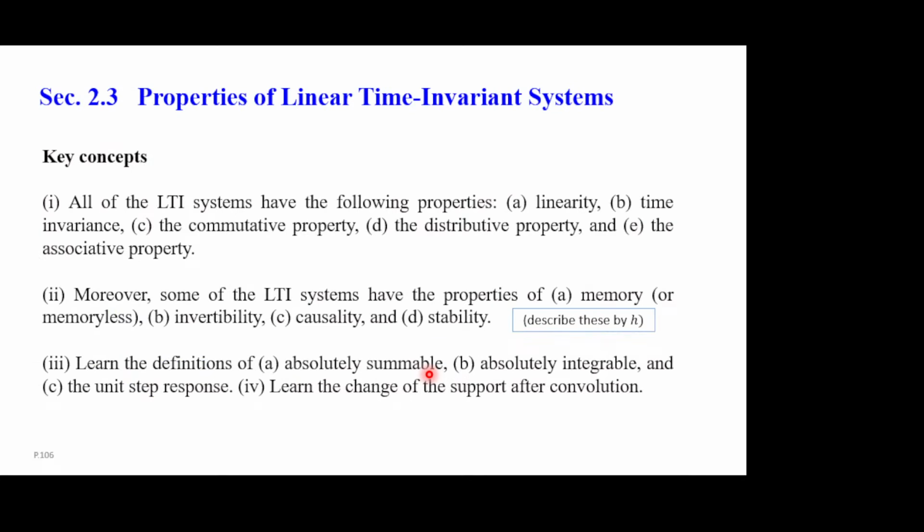We'll talk about properties of LTI systems, and we will analyze them by this h. So remember, we say a lot about this h of n or h of t. We say that every LTI system can be described by this h. And we will describe all the properties we talk about in this chapter in terms of this h. So it's memory and invertibility, causality, and stability. But before that, we will talk about some properties of the convolution first.